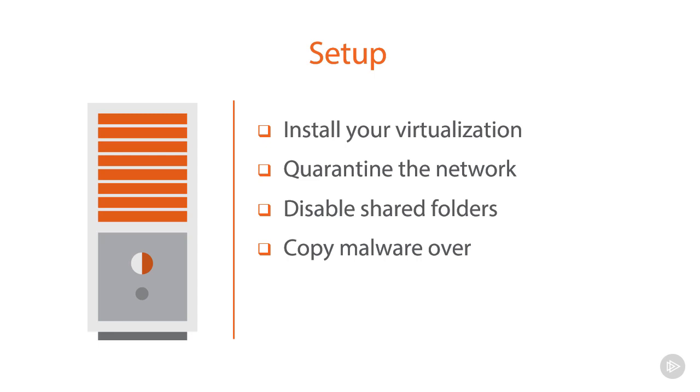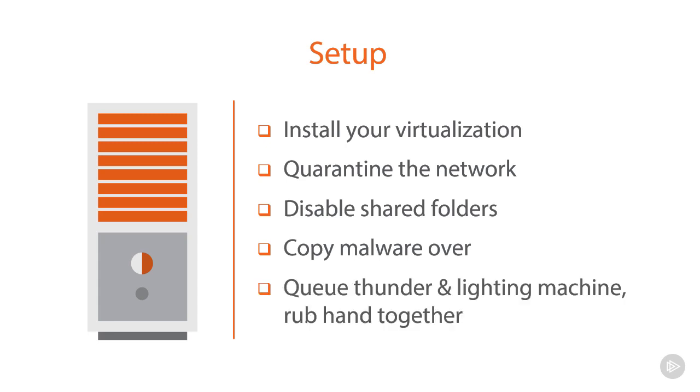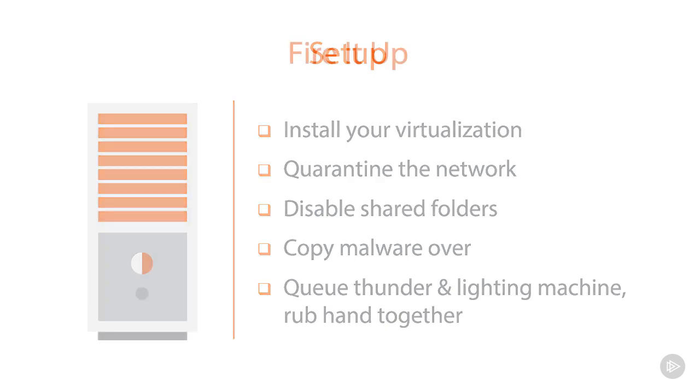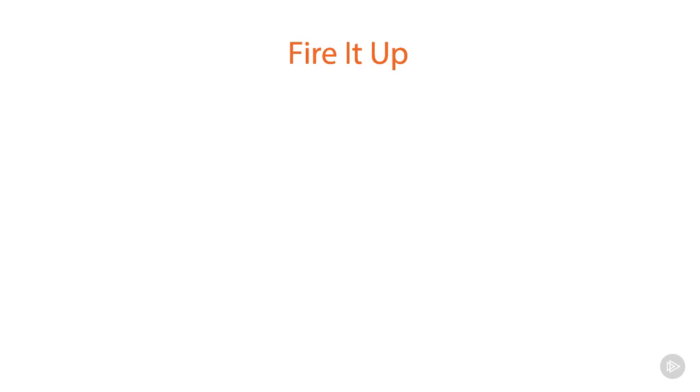After you copy the malware over, you'll want to yell for your assistant, typically Igor, and tell him to cue the Thunder and Lightning machine, and you begin to rub your hands together. Now, before you actually launch it, you're going to use some utilities that are going to help you to track what's going on. Now, there are several different pieces of software out there that can help you at different levels of doing your analysis of malware.